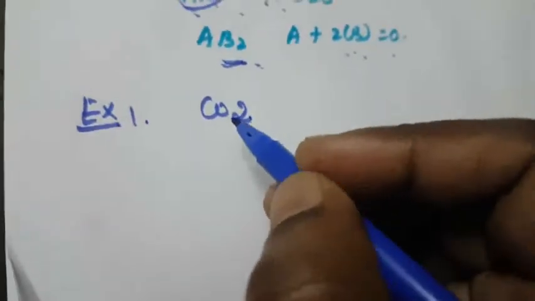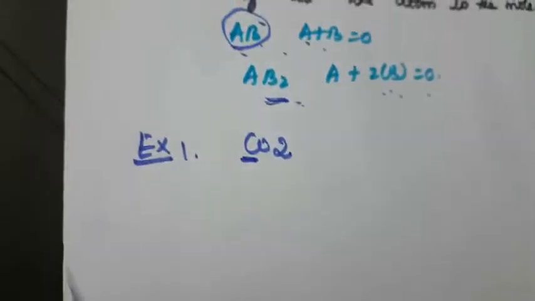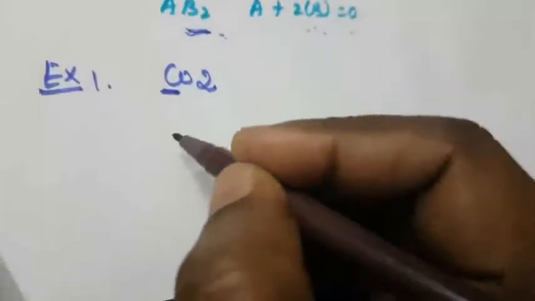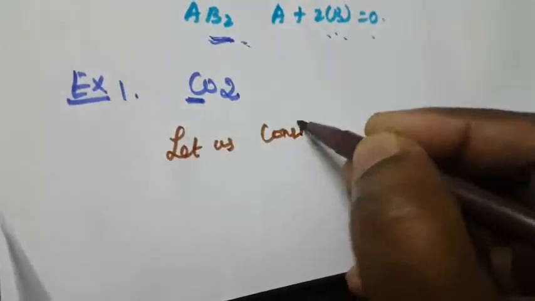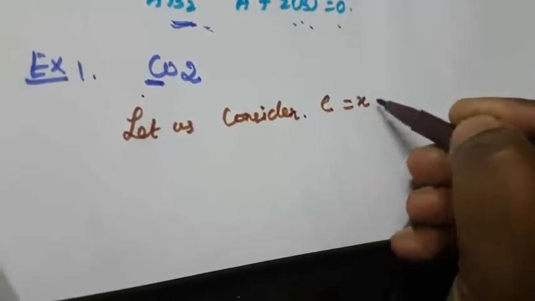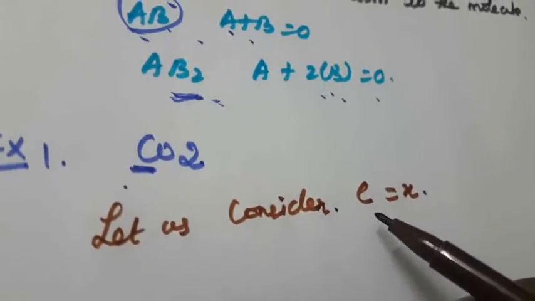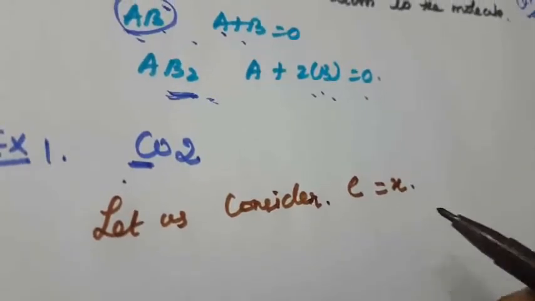Oxidation state of carbon in the compound carbon dioxide. I am underlining that one. So the compound is carbon dioxide. How to calculate? Let us consider your carbon is X. Carbon is equal to X, right? So we are going to find out the oxidation state of this carbon. So you assume it is X.